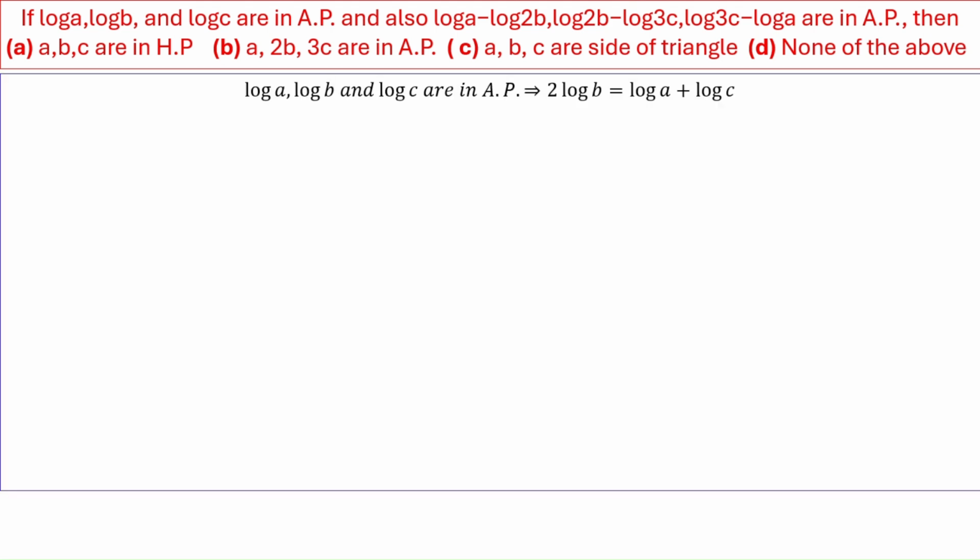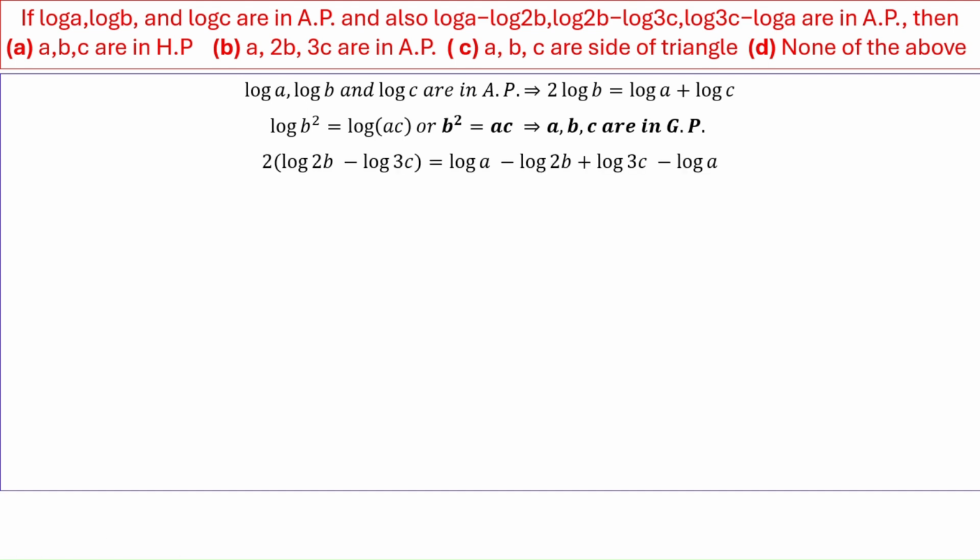Log A, log B and log C are in AP, which means 2 log B equal to log A plus log C, correct? Basically the arithmetic mean of 3 numbers. So which means log B square equal to log AC. 2 log B is nothing but log B square, right? Which implies B square equal to AC. That means A, B, C are in GP, geometric progression. This is a statement from the problem, but this is not there in the options, so check whether any of the others is possible.